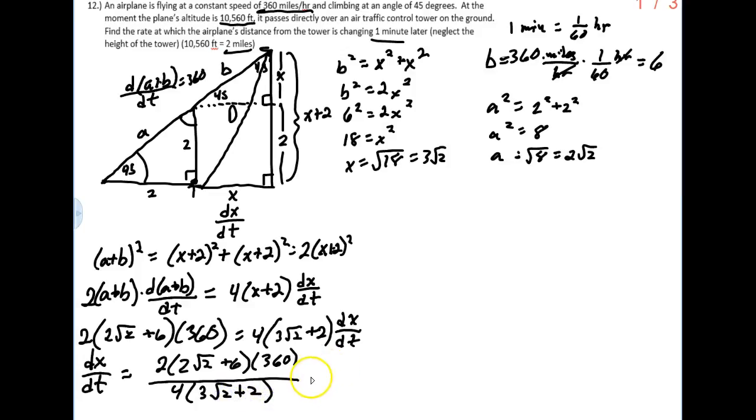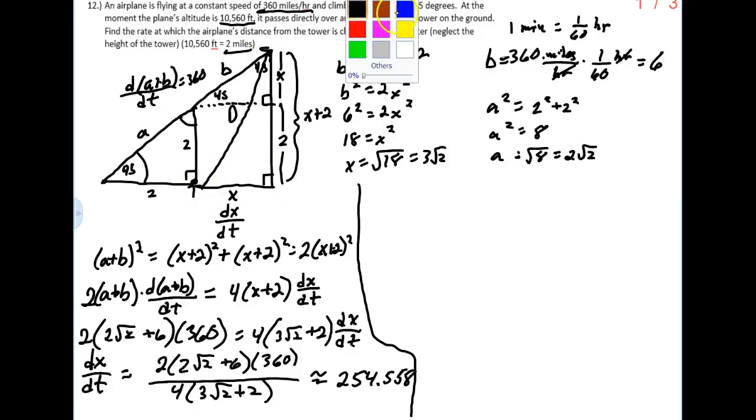Now, if you do this calculation, we get 254.558. Now, that's great, but that's not what is asked for. What was asked for was the rate of change of d. So now I need to do another Pythagorean theorem problem. So now we take this right triangle here. I'll highlight that with a different color so we can see it. We have this right triangle here.